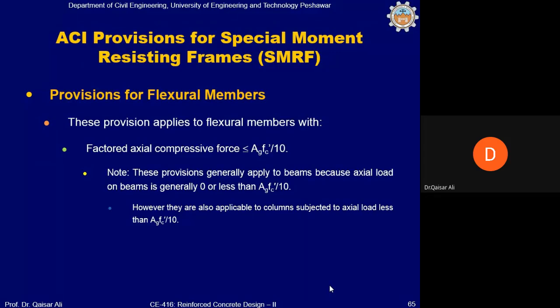And as beams are subjected to axial loads quite less than what is mentioned on this slide, all these provisions are applicable to beams, unless there is a very special beam in a reinforced concrete frame structure which is subjected to axial load more than this. Then these provisions will not be applicable to that beam. On the other side, if there is a column in a very low rise structure and the axial load on the column is less than Ag fc' by 10, then these provisions will also be applicable to those columns.